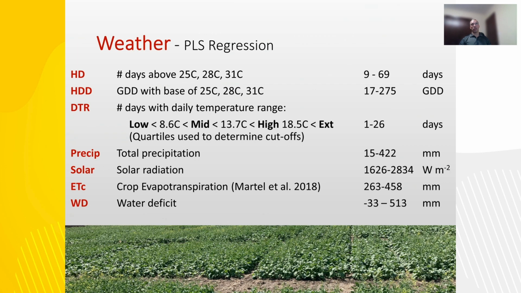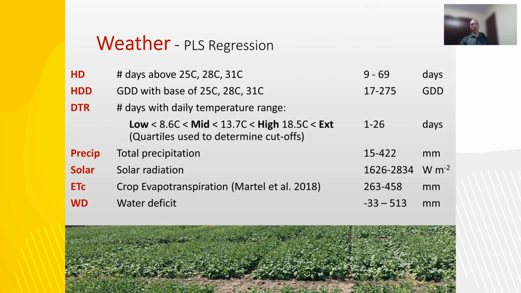Another variable we have included is the daily temperature range, and we've turned that into a categorical variable with low, mid, high, and extreme range in daily temperatures, as in daily high, nightly low. The categories are based on quartiles. We basically took the largest range that we could find, divided that by 4, and then classified them accordingly.